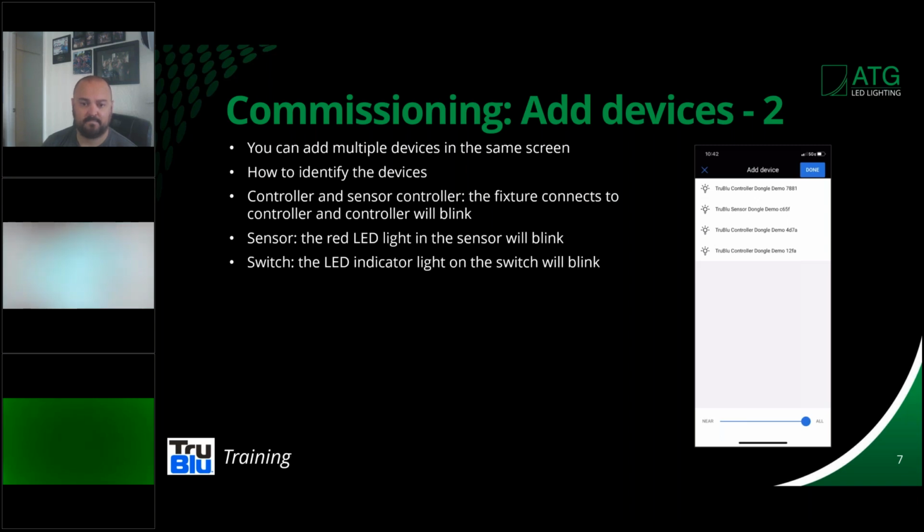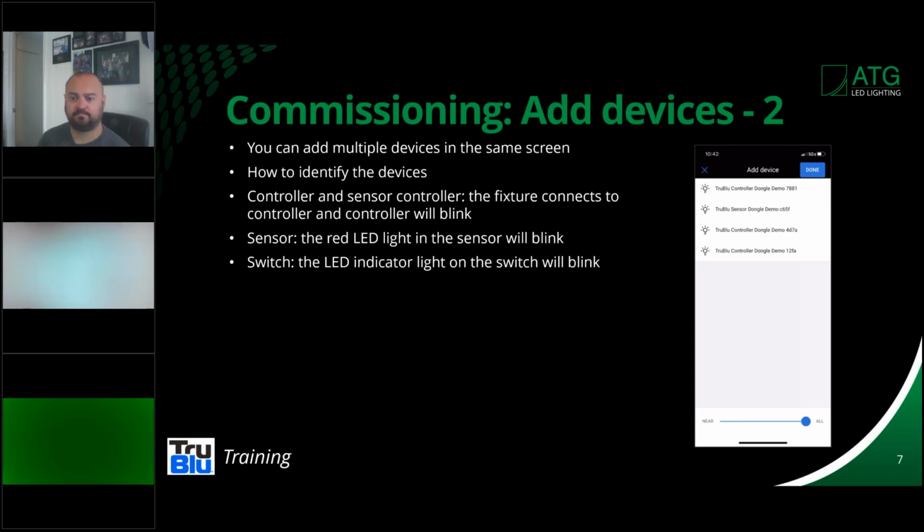Now, you're probably wondering, how do I identify these devices? These names, at this point, really don't mean anything, right? It just says True Blue Controller Dongle Demo 7881. That doesn't really mean anything to you. So is that in the office or is that in the hallway? So the way that we do this is when the device is being commissioned, the controller itself will blink. So you'll be able to get a visual notification that, yep, that device is one of the panels that's in the ceiling. I see it blinking. Now I know that it is appropriate to put in the zone.